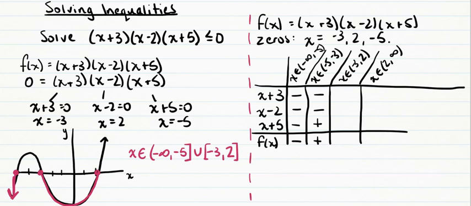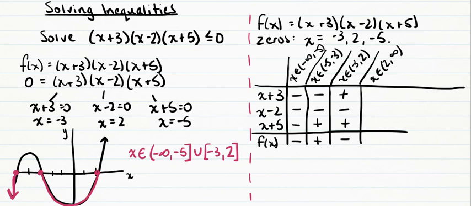Going on to the third interval, an easy test value to pick would be the value 0, since that's included in this interval. So 0 plus 3 gives a positive result. 0 minus 2 gives a negative result. And 0 plus 5 gives a positive result. So when we multiply the three factors together, a positive times a negative times a positive number gives a negative result overall.